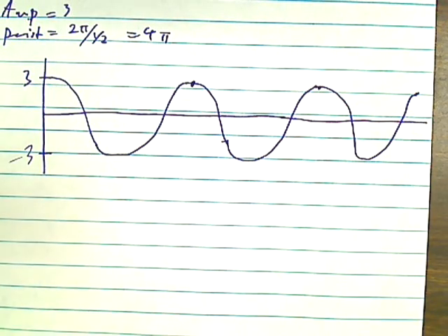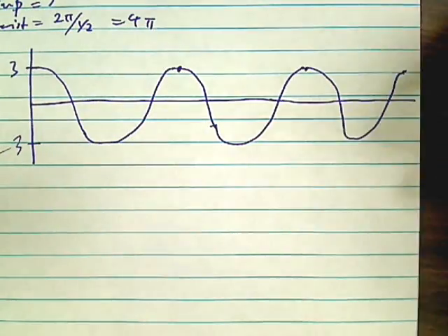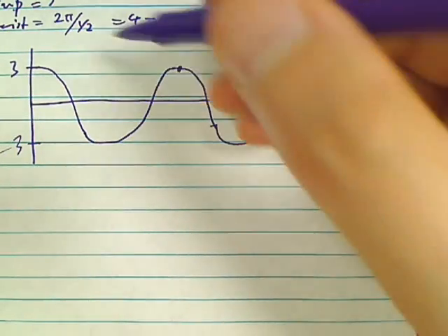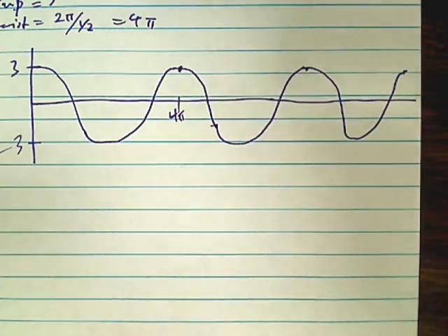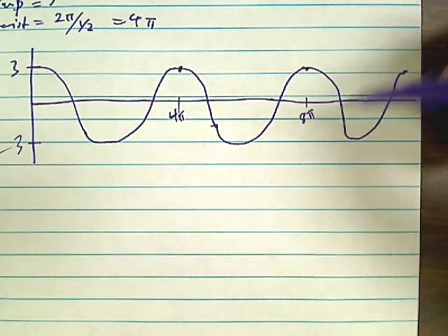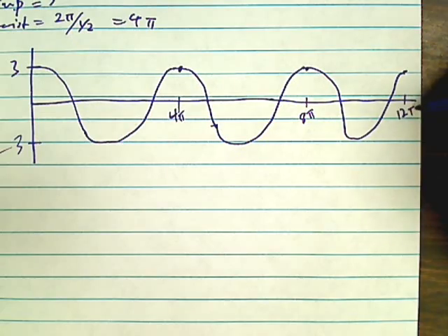Be sure to show the scale on both axes, so label your axes. The period is 4 pi. So after one copy, that was 4 pi. After another copy, that was 8 pi. And after another copy, that was 12 pi.